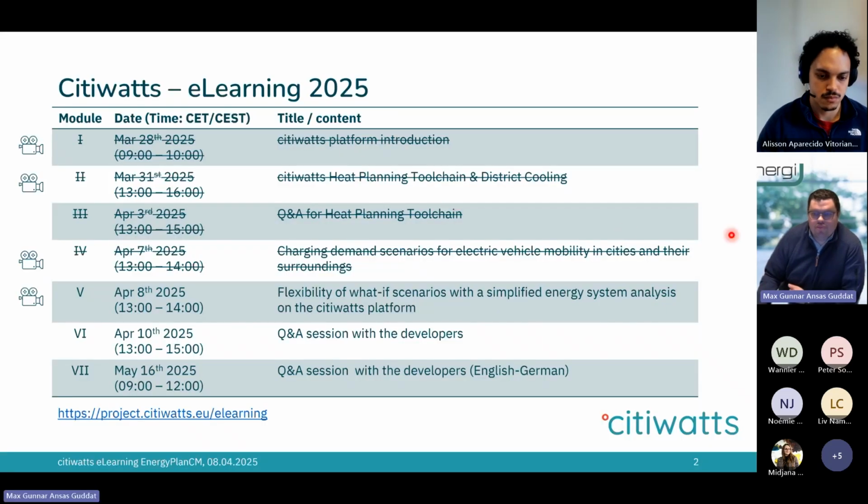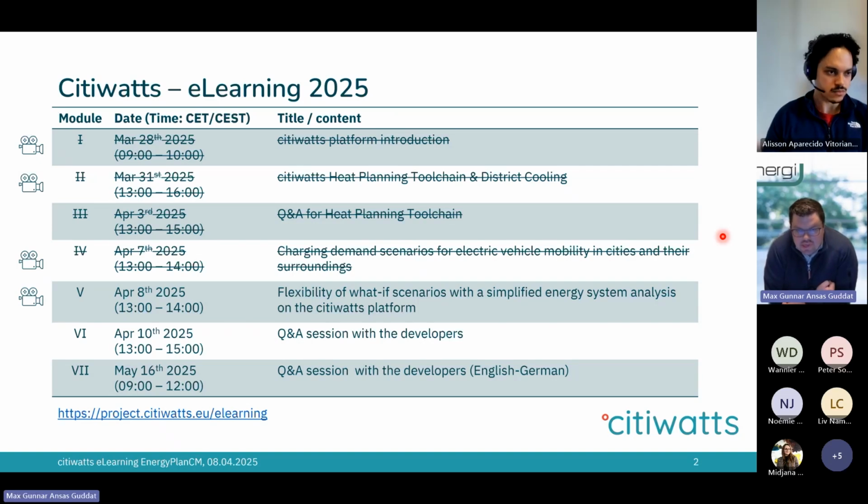You know this overview by now. I suppose most of you have attended the first sessions also, but we dived into an introduction first and then looked into the heat planning tool chain and the district cooling aspects. We had a Q&A session on those exercises, and yesterday we also looked into the e-mobility and charging demand scenarios in the CMs on that. And today's session is about flexibility.